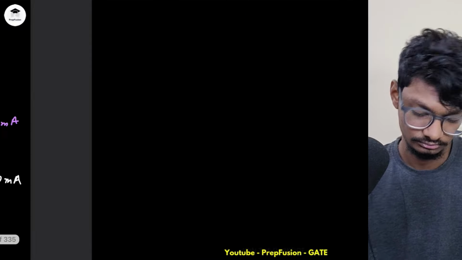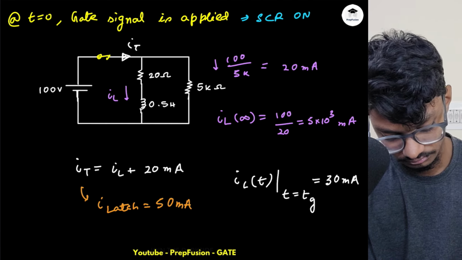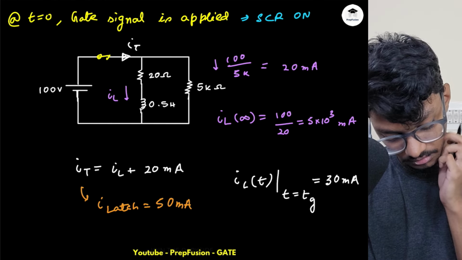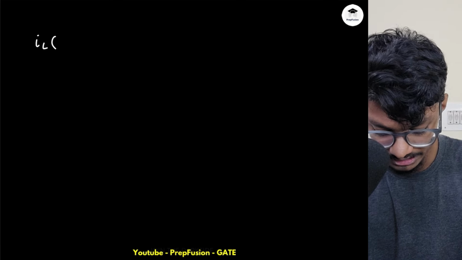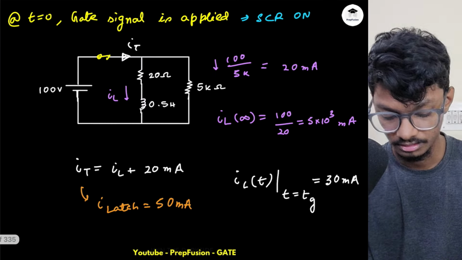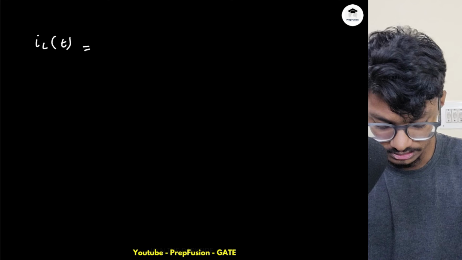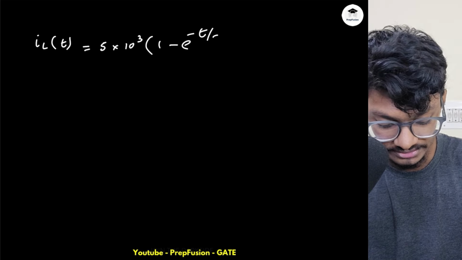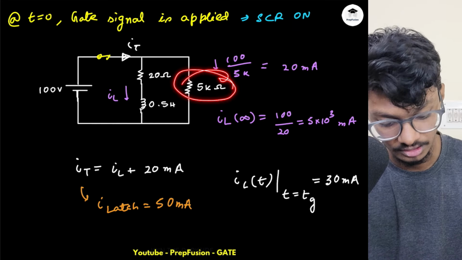Now this is the case. So IL of t is this. What is the equation of IL of t? I know the initial current and the final current of the inductor: final is 5000 milliampere, and initial is zero, no current will flow. So this is 5 into 10 cube into 1 minus e raised to power minus t upon tau. What is my tau? Tau is L upon R equivalent. So tau also depends on this as well.